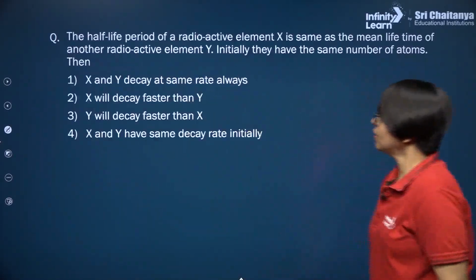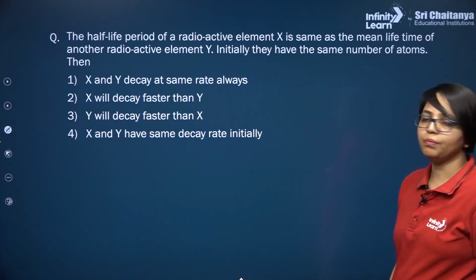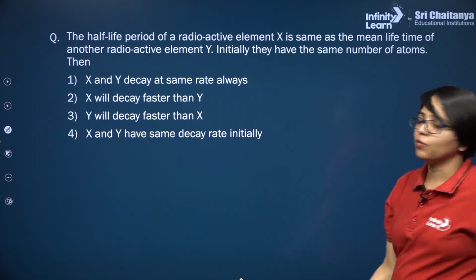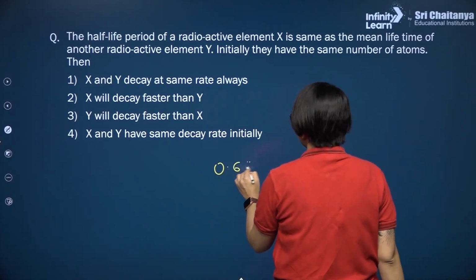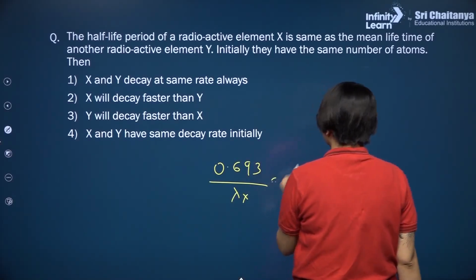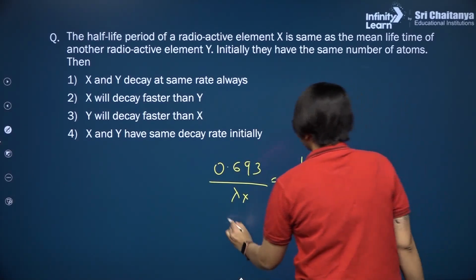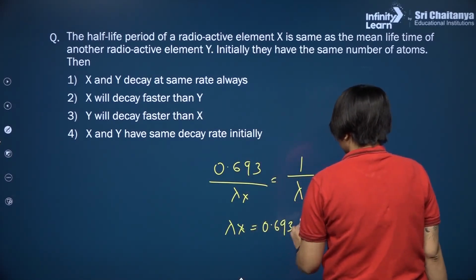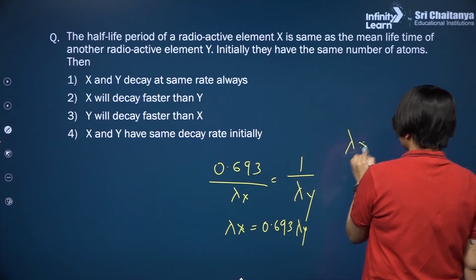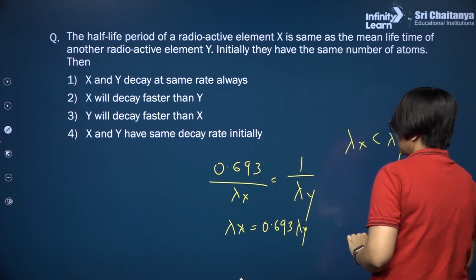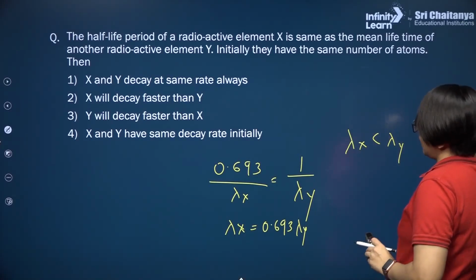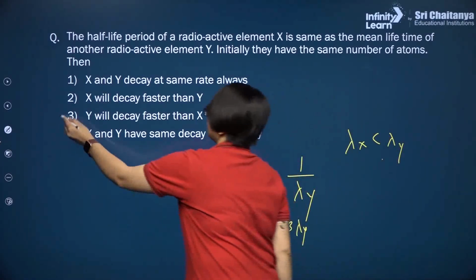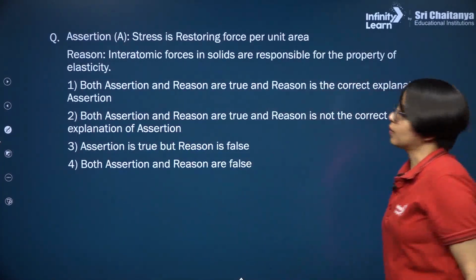Next is this one. The half life period of a radioactive element X is same as that of the mean life of another radioactive element Y. So basically 0.693 divided by lambda of X is equal to 1 upon lambda of Y. So basically lambda X is equal to 0.693 times lambda of Y. So you can see that lambda X is less than lambda Y. Right, so decay rate for Y is more, so Y will decay faster than X. Option 3 is correct.